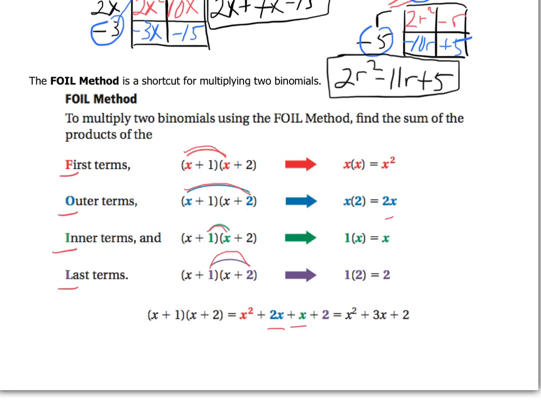So here you would have 2x plus x that we can combine to make 3x, and you get x squared plus 3x plus 2. So again, it really is the distributive property again, but by having the name attached to the acronym, it gives you a way to remind yourself what has to get done in what order.